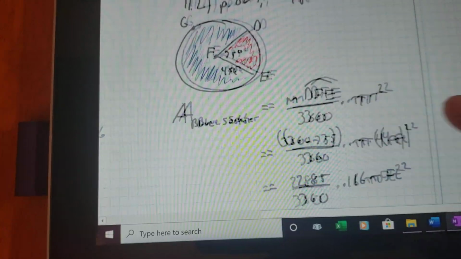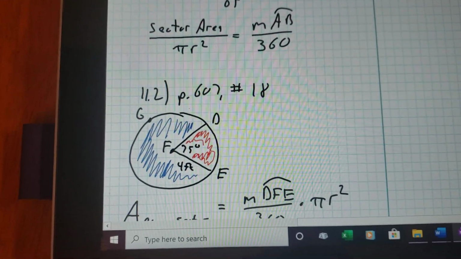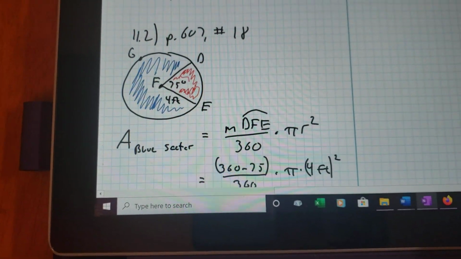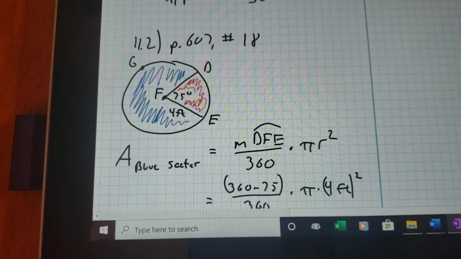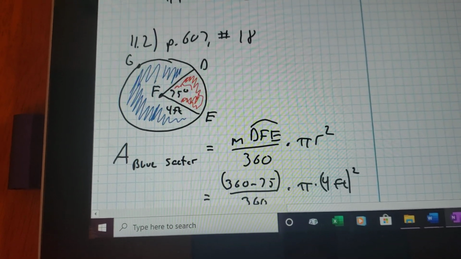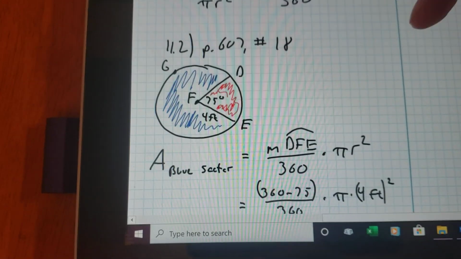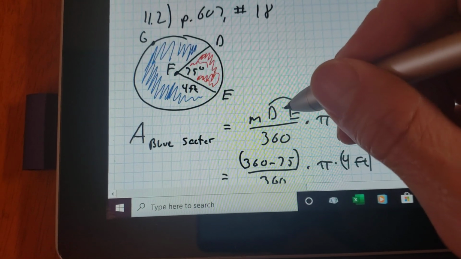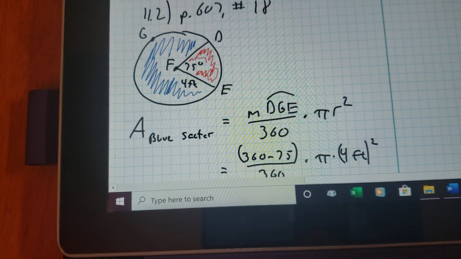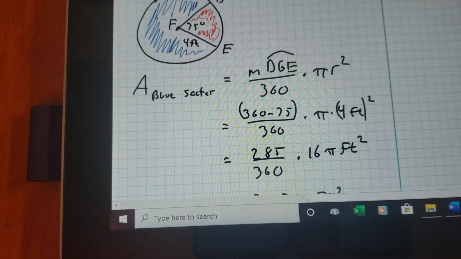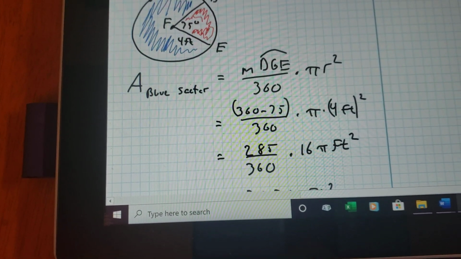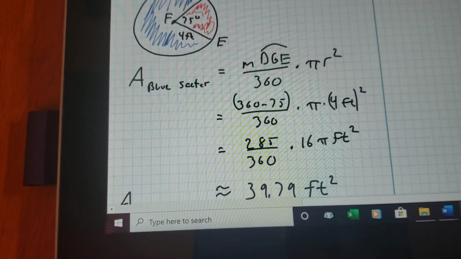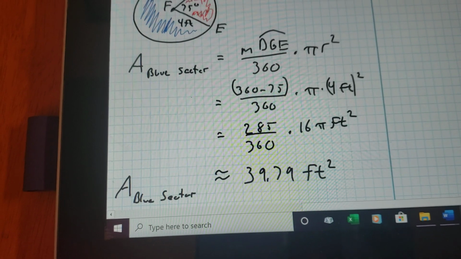Okay. Over here, 11.2, page 607, number 18. They're asking for the blue and the red sectors. I found the blue sector here for you. So the measure of arc, that should be DGE. Darn it, keep finding mistakes here. That should be DGE times pi r squared over 360. DGE is the long way around, 360 minus 75 or 285.